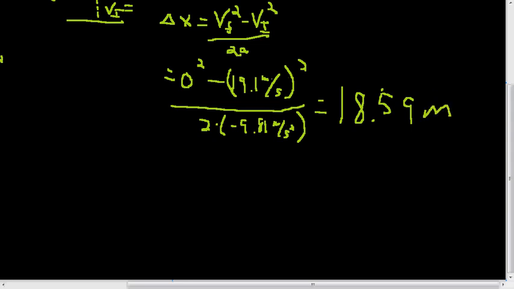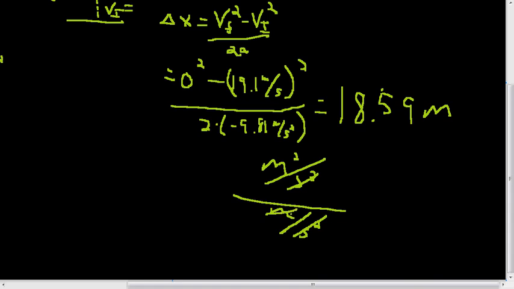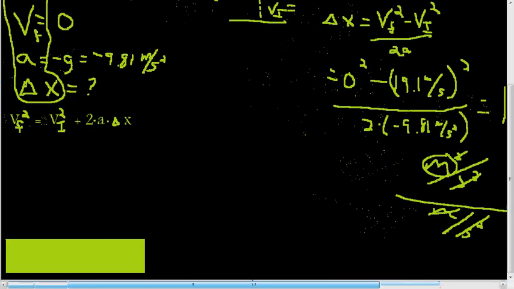On top we have meters squared per second squared. On bottom we have meters per second squared. The seconds squared cancel out. One of the meters on bottom cancels one of them on top. And as you can see, we're only left with the meters. That's how we determine the unit. So let me bring that back over here, 18.59 meters.